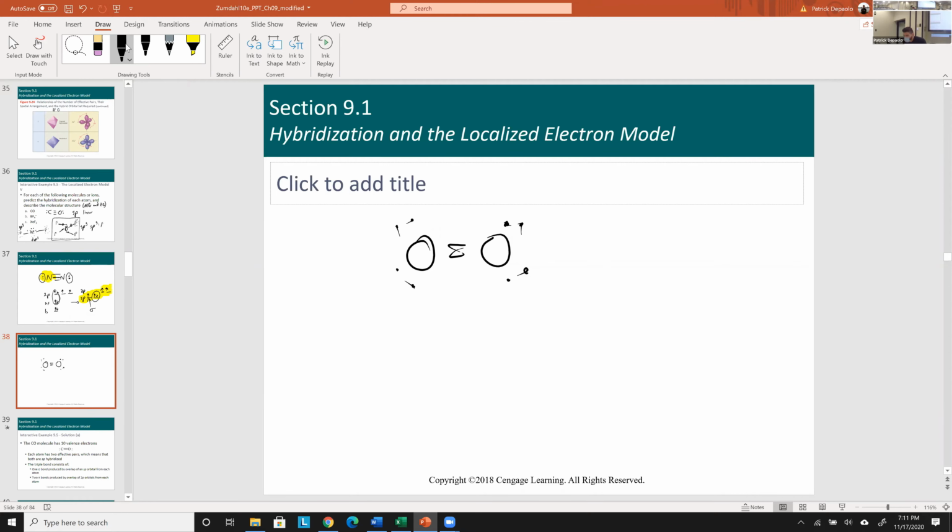Oh, Isaiah has a question. So just to be clear, sigma bonds are any bond past the single. No, the pi bonds are any bond past the sigma, single. So for a triple bond, it would have 1 sigma and 2 pi's. A double bond will have 1 of each. A single bond will just have 1 sigma. Sigma, single. Right?